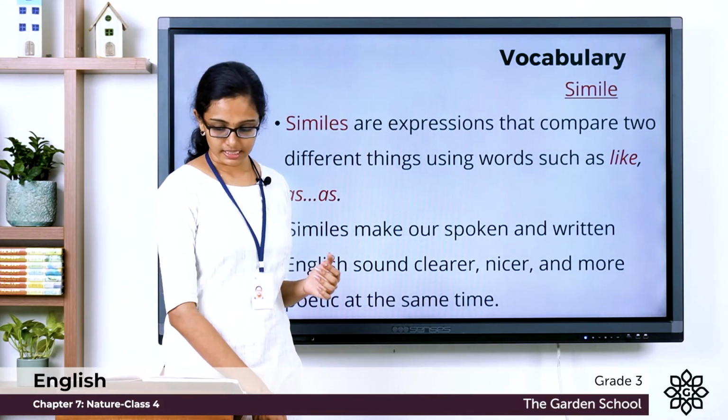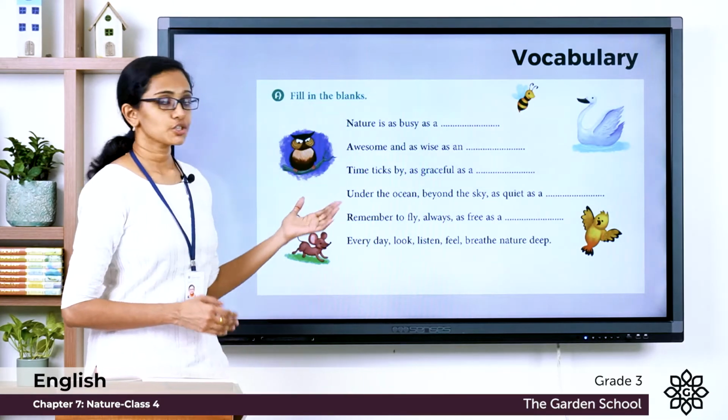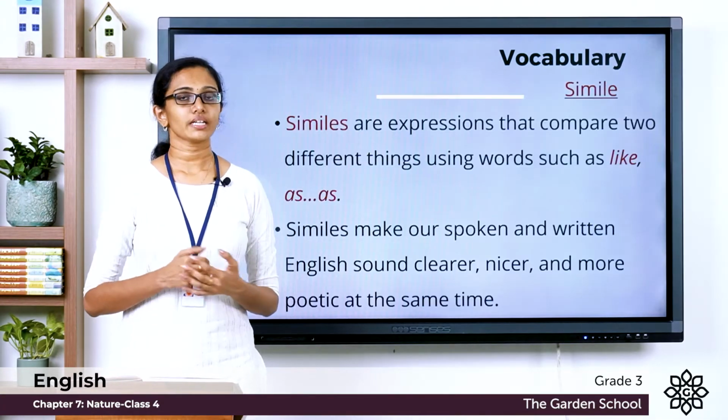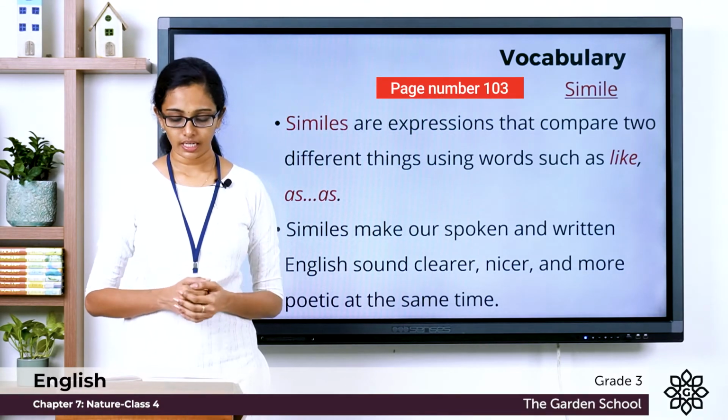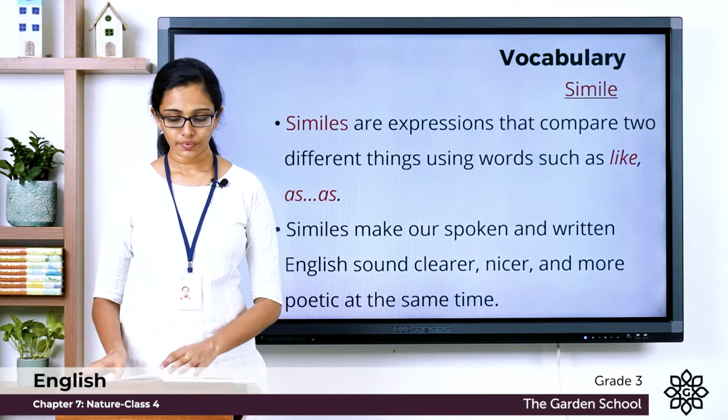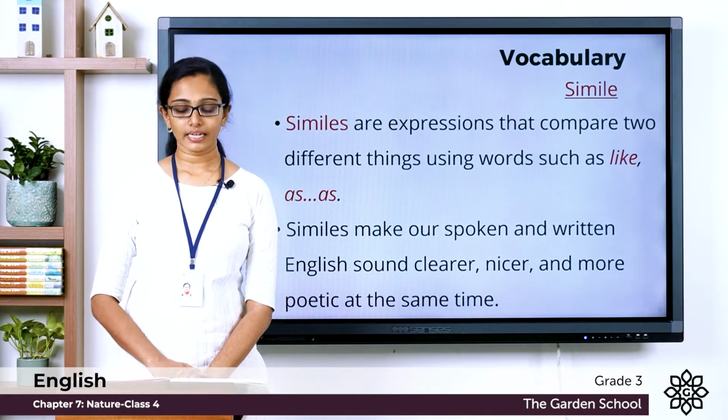Now, here in this exercise, you are asked to fill in the blanks with similes. Now, here in your textbook, page number 103, there is a note given about similes. Let me read the note to you. The clouds in the sky look like sheep.